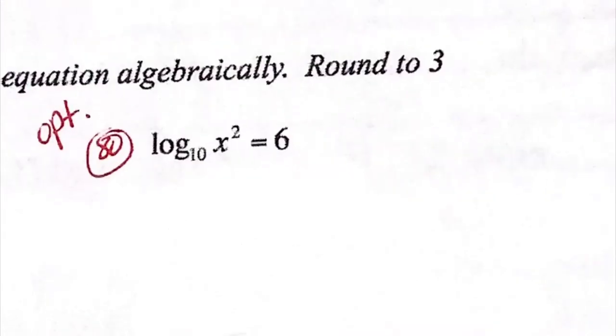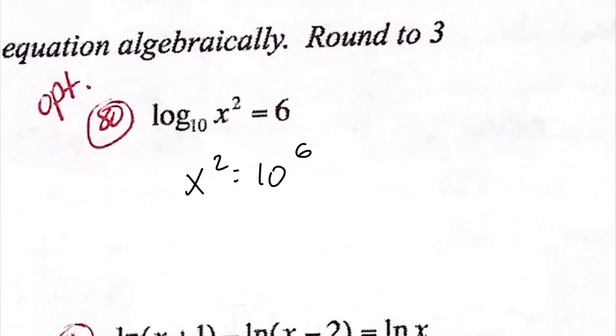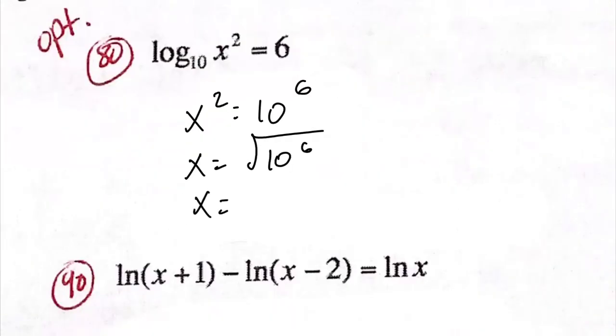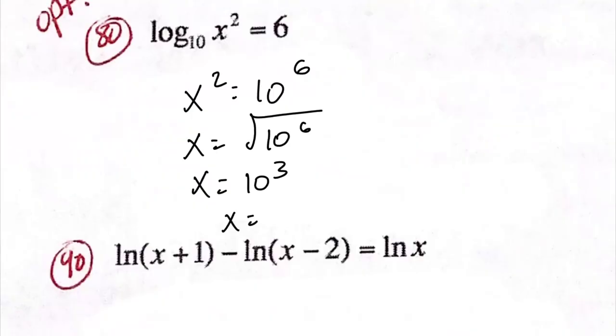Next one, logarithm to exponential. So x squared is equal to 10 to the power of 6. And then take the square root of that, which would be 10 to the power of 3. So x equals 1000.